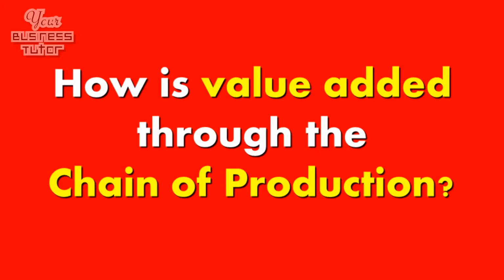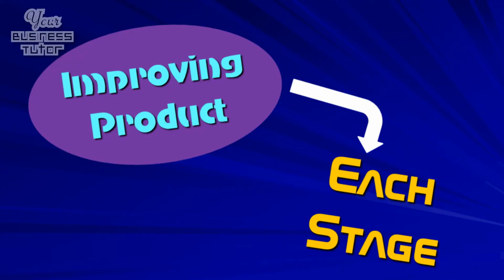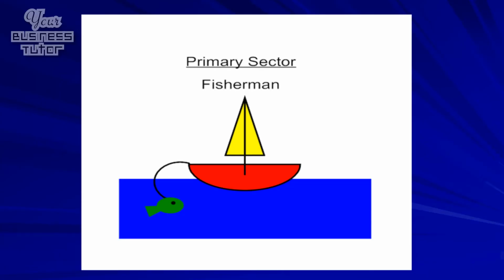So let's turn to our final question, which was, how is value added through the chain of production? Now put simply, value is added by improving the product at each stage in the chain of production. Each business in the chain makes the product better. And the best way to see this is by looking at our previous example. Think of fish in the North Sea. They have no value to us. Why? Because we cannot access those fish. But if a fisherman goes out into the North Sea and catches those fish and brings them ashore, those fish now have value. And that's proven because the food manufacturer is willing to pay money for those fish.